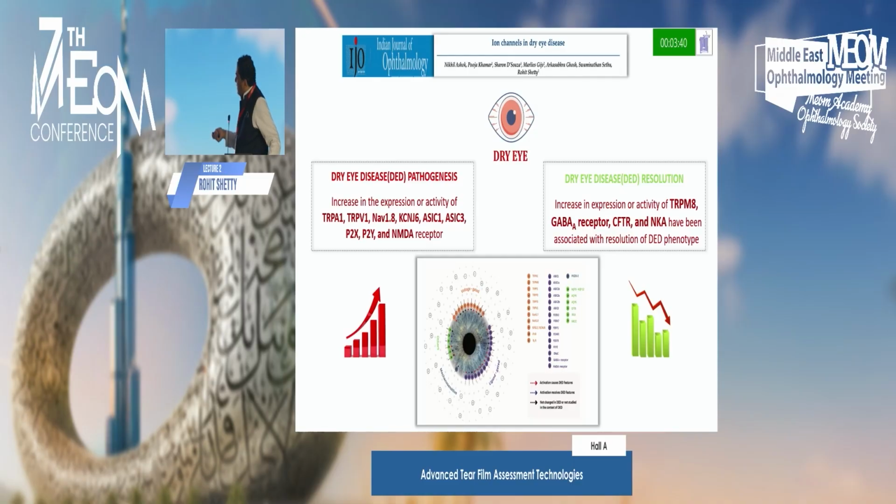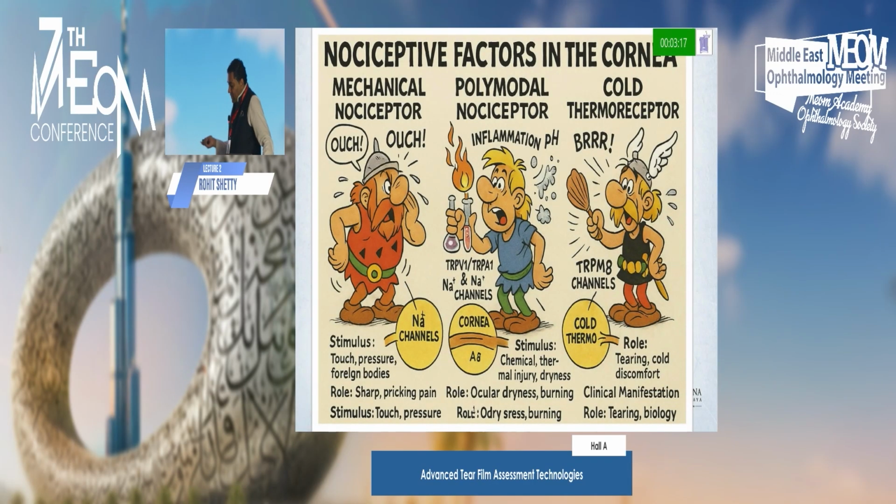Alcon has come out with a new drug, the TRPM8 drug. It gives you a cooling feeling, like taking menthol tablets. TRP is transient receptor potential, and this is the TRPM8 channel. So if you put a drop, it gives you a cool feeling like putting cold water in your eyes. That's the way dry eye treatment is moving.